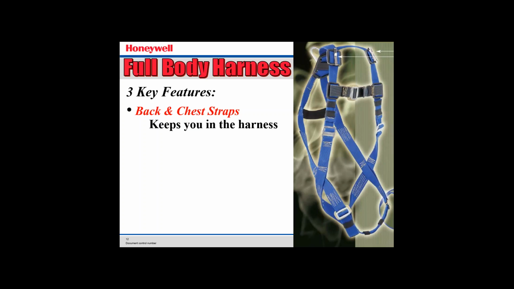So what you want to do when you look at your full body harness is you want that full body harness to be able to do the type of work that you're going to wear it for. Some three key features you want to look at are the back strap and the chest strap. And again, the idea of the back strap and the chest strap is not only to hold the shoulder straps in, it's to keep you from rolling out the back and rolling out the front.